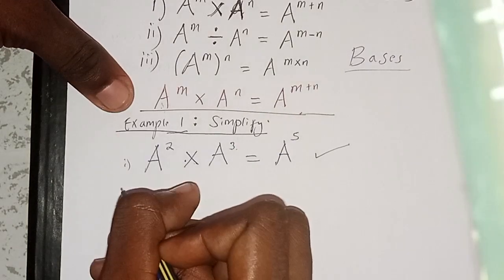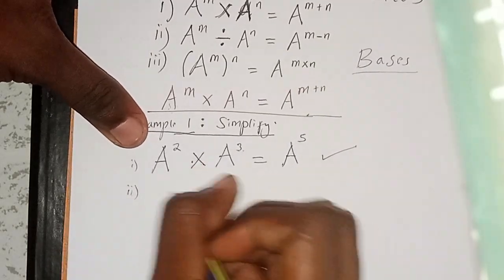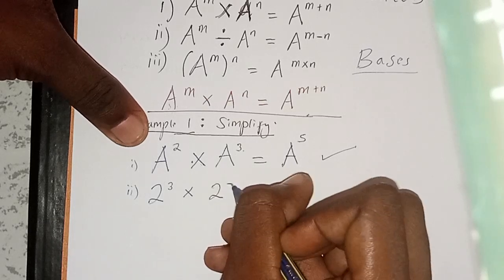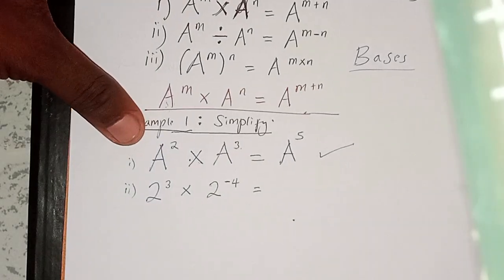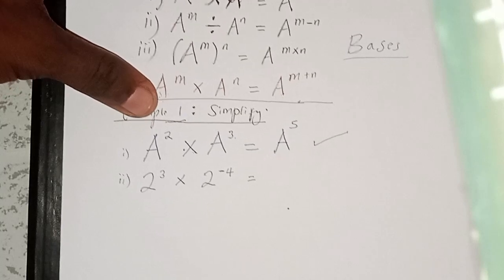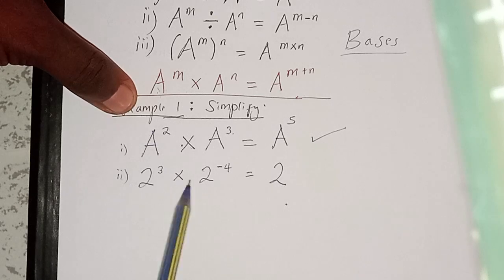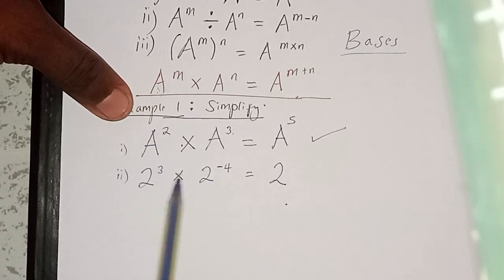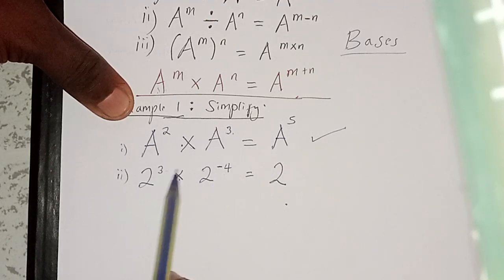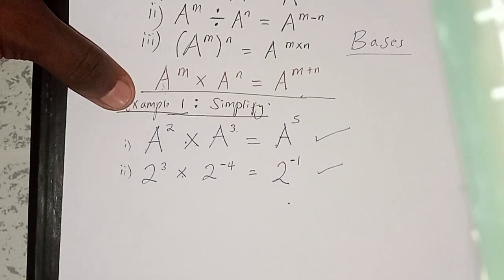Okay, let us look at another example. Maybe we have 2 raised to power 3 times 2 raised to power negative 4. And let us look at the bases. Are they the same? Of course. What is our base? Base 2. So we write our base first, base 2. Then since we are multiplying, we add the powers. 3 plus negative 4 gives you negative 1. Correct. That is correct.